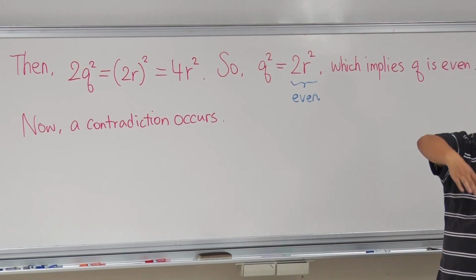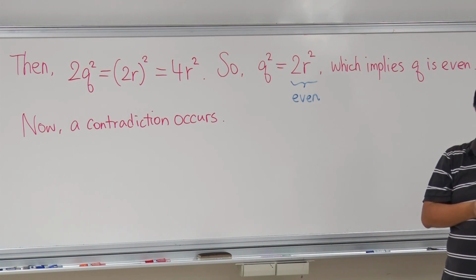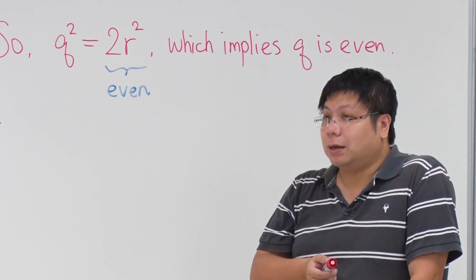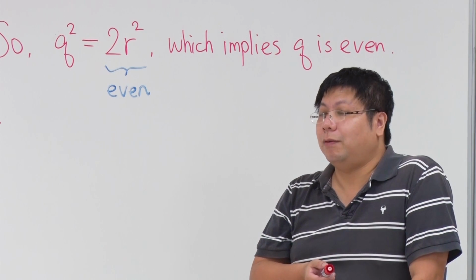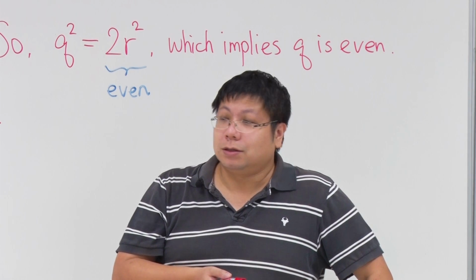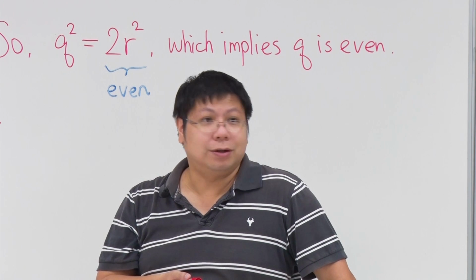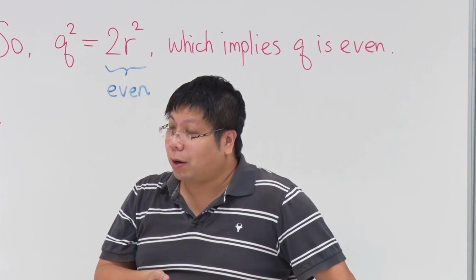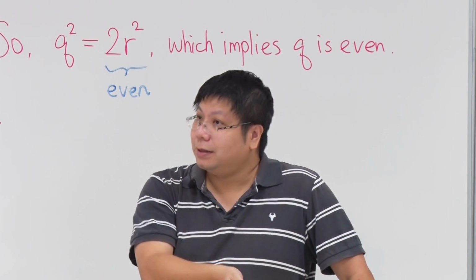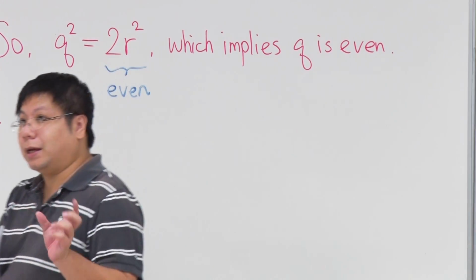First of all, under the assumption that square root 2 is rational, we can get p and q without any common factor. Then we get p, which is even, and then q, which is even. So p and q have common factor 2. So the contradiction comes from p and q not having a common factor, and p and q having a common factor. Is that okay? So we get two things.